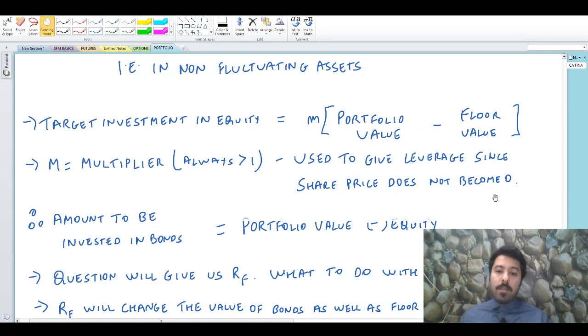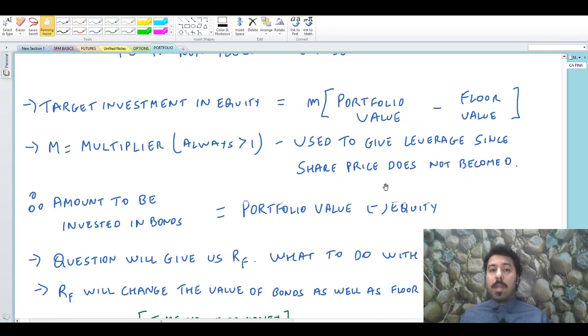Why? Since share price does not become zero. Share price never becomes zero. You cannot get a straight loss like today Reliance is 2000, tomorrow it will be zero. That is not possible. That is why we have a situation where we can leverage our amount. Leverage means same investment, additional risk, additional exposure. Okay, that's what we are doing, and that is captured through M, multiplier.